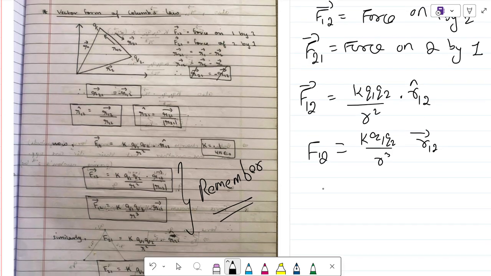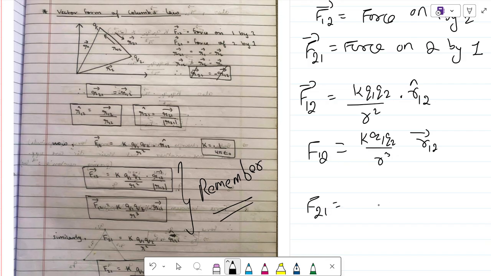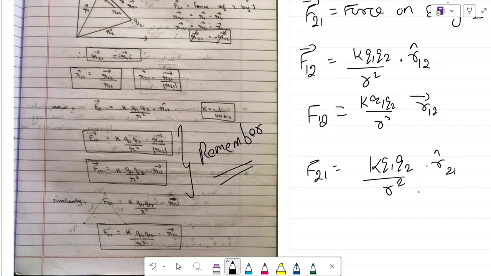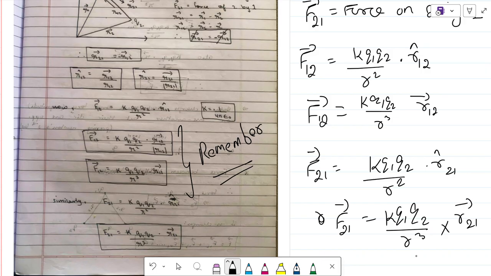Similarly, for F21, the magnitude should be the same, obviously. The unit vector is r21 now. And again, if I am using a vector instead of a unit vector, the denominator should be replaced by a cube. Here r is the magnitude of the displacement vector. So r12 and r21, as you know from vectors, both have the same magnitudes.